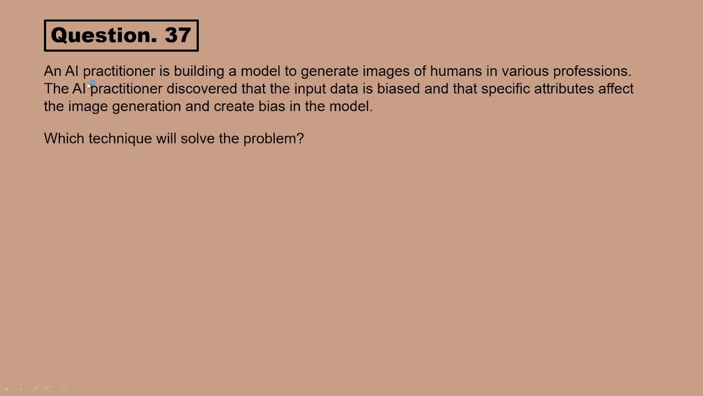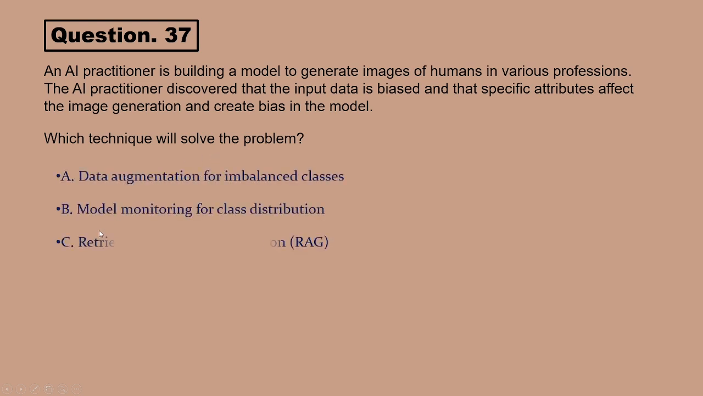Now, question number 37. An AI practitioner is building a model to generate new images of humans in various professions. The AI practitioner discovered that the input data is biased and the specific attributes affect the image generation and create bias in the model. Which technique will solve the problem? Here are the options.